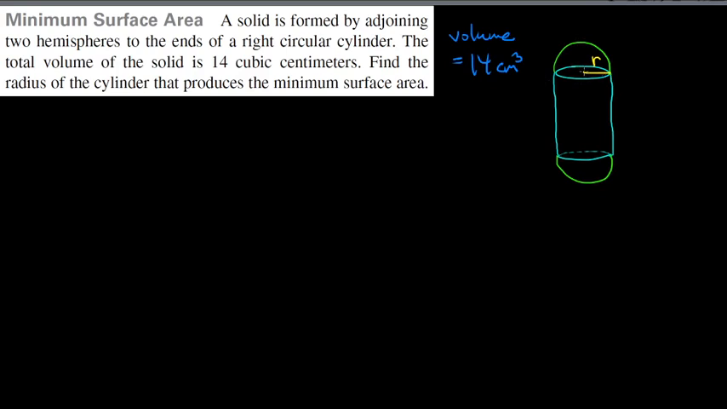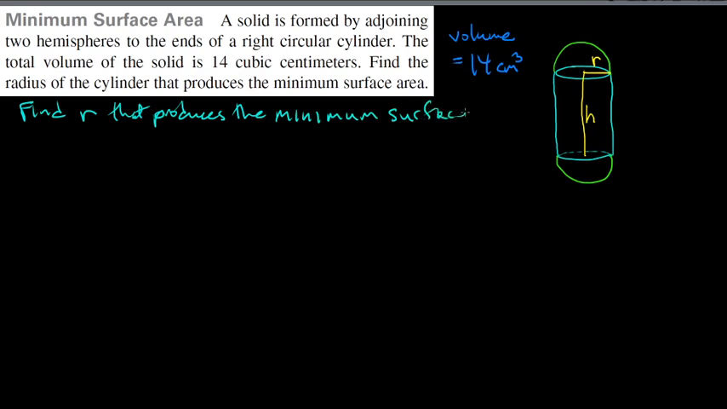What else do we need? We need the height of the cylinder, so we'll call that lowercase h. So what do we want to do? We want to find the r that produces the minimum surface area. They're very clear about it. We are minimizing surface area. We're finding the smallest surface area possible, given that the volume has to be this amount here.